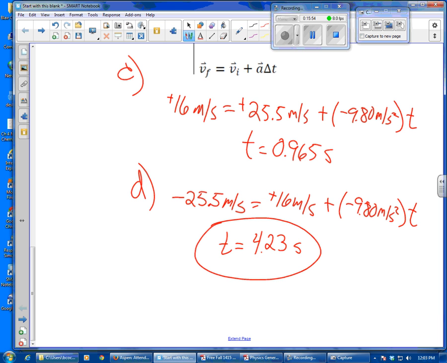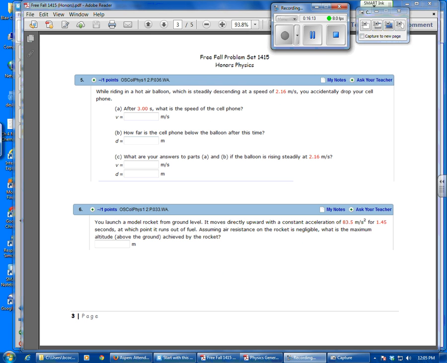That's how much time it takes to go from 16 meters a second to our negative 25.5 meters per second. Very important that you get the signs right on that to make it work out correctly. All right, we're on to number 5.